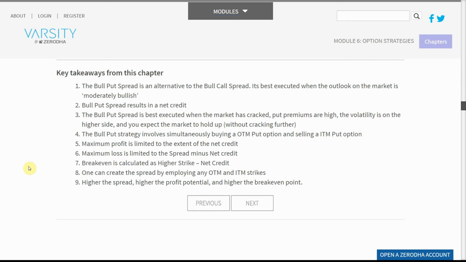The Bull Put strategy involves simultaneously buying an OTM put option and selling an ITM put option. Maximum profit is limited to the extent of the net credit. Maximum loss is limited to the spread minus net credit. Break-even is calculated as higher strike minus net credit. One can create the spread by employing any OTM and ITM strikes. Higher the spread, higher the profit potential, and higher the break-even point.